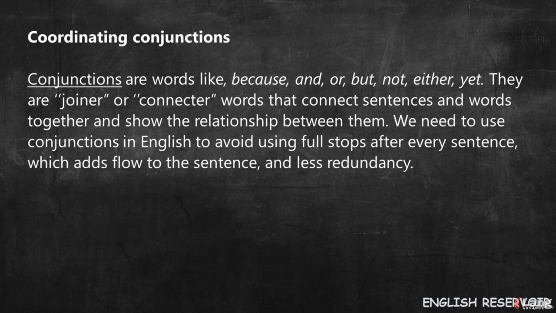Coordinating conjunctions. Conjunctions are words like because, and, or, but, not, either, yet. They are joiner or connector words that connect sentences and words together and show the relationship between them. We need to use conjunctions in English to avoid using full stops after every sentence, which adds flow to the sentence and less redundancy.